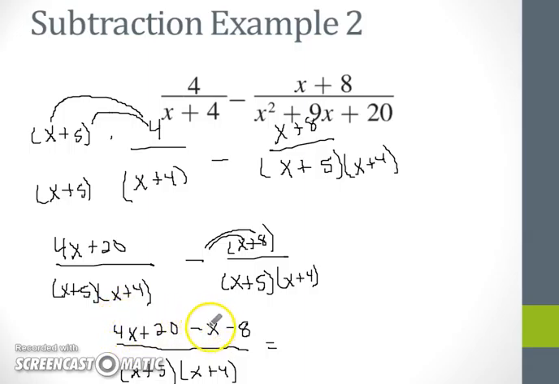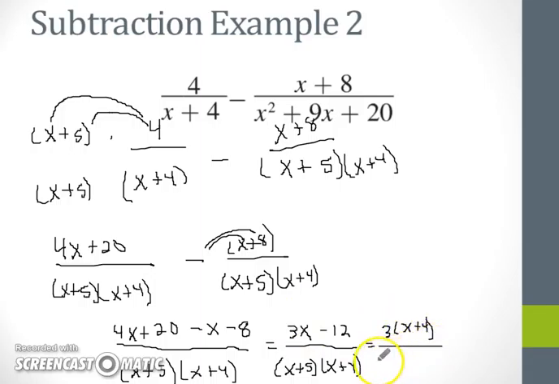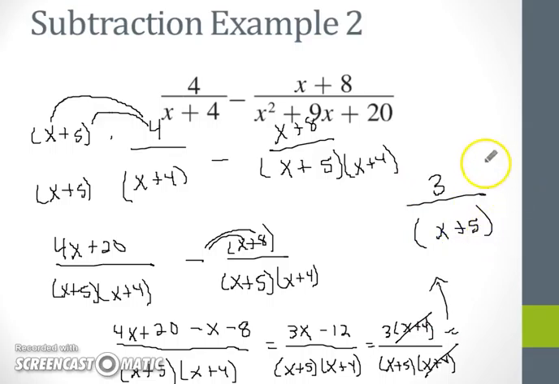So 4x minus x, we've got 3x. 20 minus 8, so minus 12, over x plus 5, x plus 4. And again, make sure it's simplified. I can divide out a 3 to end up with x plus 4 over our common denominator. And now you can see that the x plus 4's cancel out. So x plus 4 cancels off with x plus 4, giving us an answer of 3 over x plus 5.